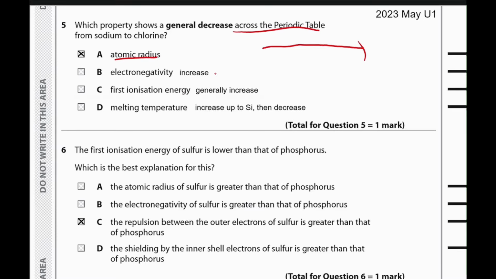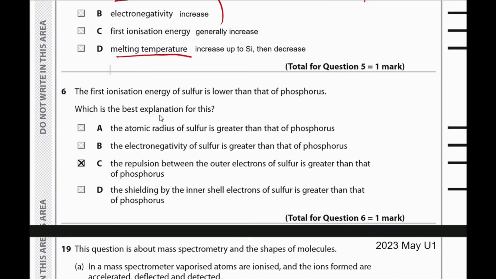First ionization energy also increases due to the decrease in atomic radius. And obviously melting temperature is supposed to increase because there is the increase in nuclear charge. So atomic radius decreases, and melting temperature is supposed to increase as well, because the ionic bond becomes stronger.